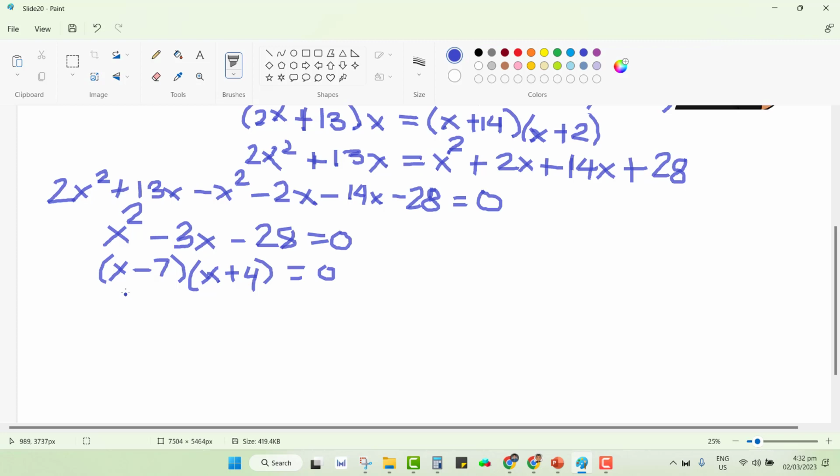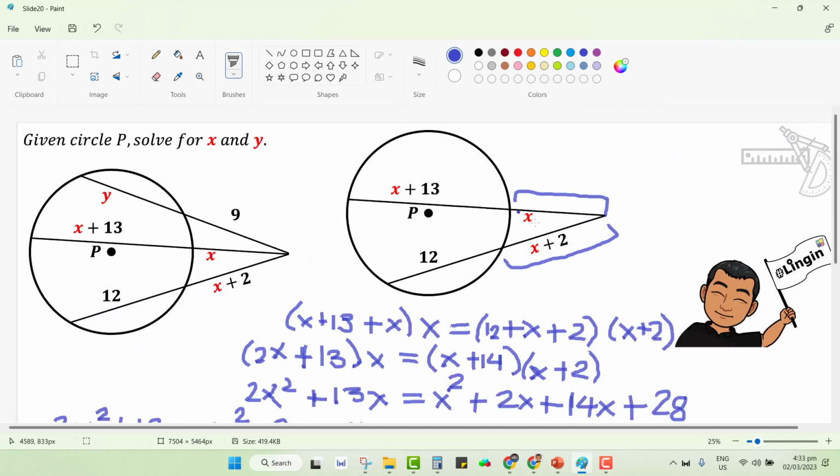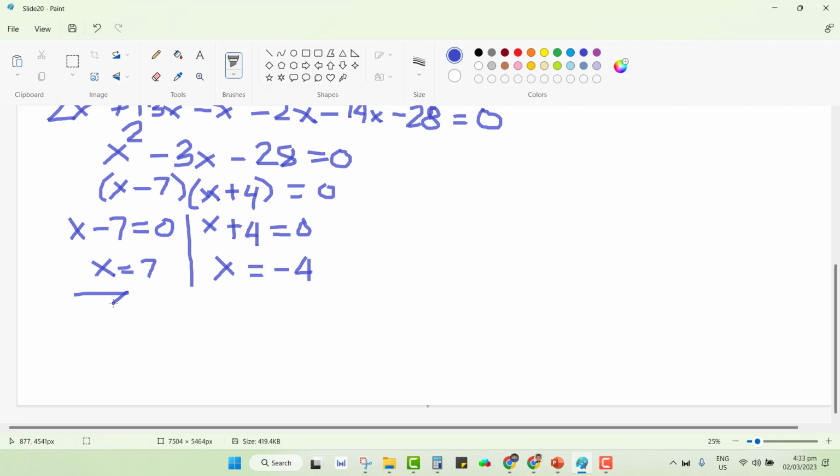Let's check using the FOIL method. x times x, x squared. x times 4 is 4x. Negative 7 times x is negative 7x, plus the 4x earlier, so negative 3x. And negative 7 times 4 is negative 28. That's correct. So you have two values for x using the zero factor property. Your first value for x is 7. The second value for x comes from x plus 4 equals 0, so you will have a result which is negative 4. And since x is a measurement, we only use the positive value of 7, not the negative.